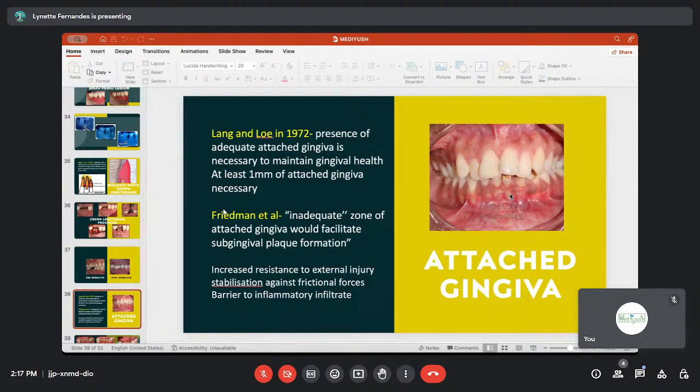And we had certain people like Lang and Loe in 1972 and Friedman et al. who said that we need attached gingiva. 1 millimeter is necessary to at least maintain the health of the gingiva. Because if there's an inadequate zone of attached gingiva, we could facilitate plaque formation. Hence, in this case, I thought if we need to go for a crown lengthening procedure, we cannot just go ahead and cut the gingiva.